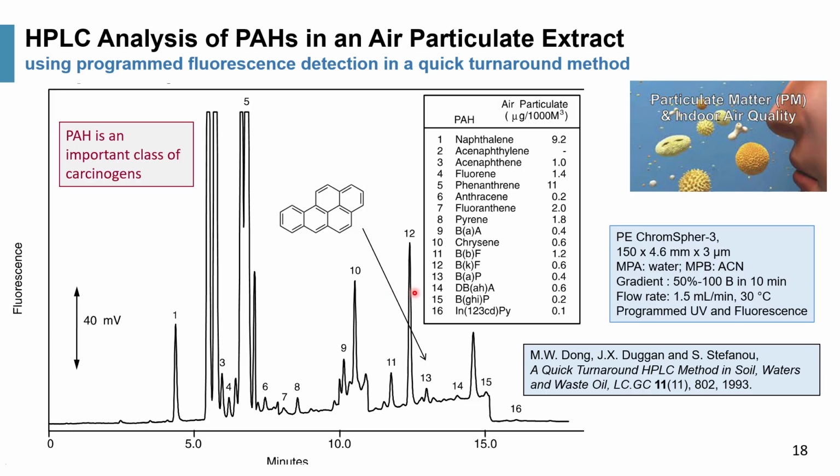Number 12 is benzo[k]fluoranthene. Now there's a list of 16 PAHs on the EPA list, right? So everybody used this sample from NIST as a reference standard.